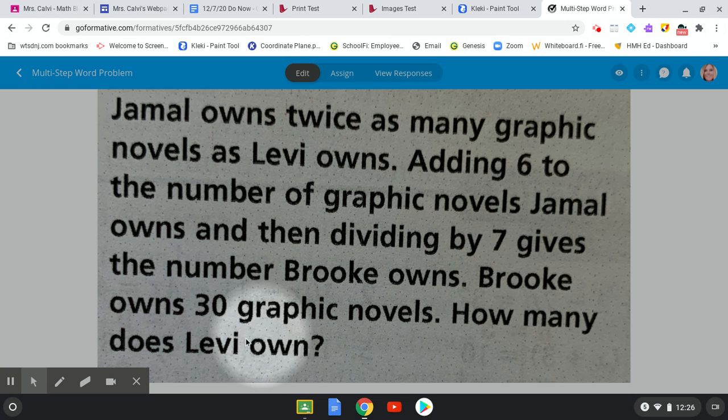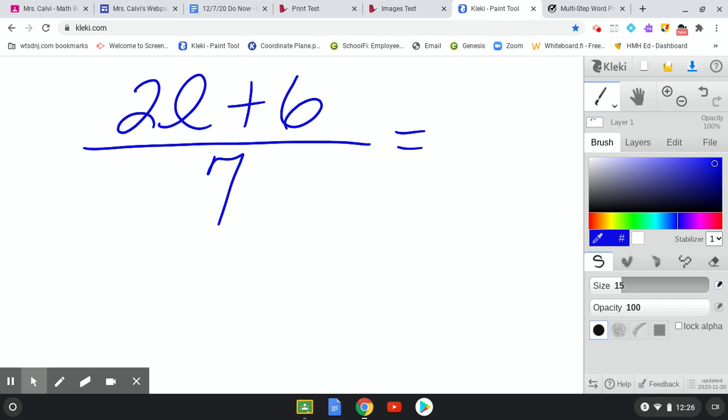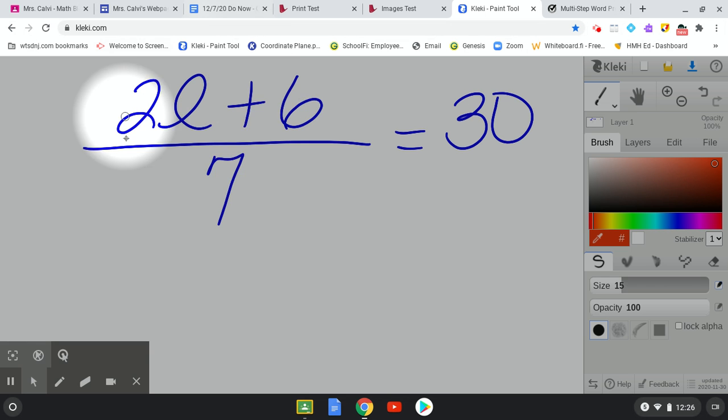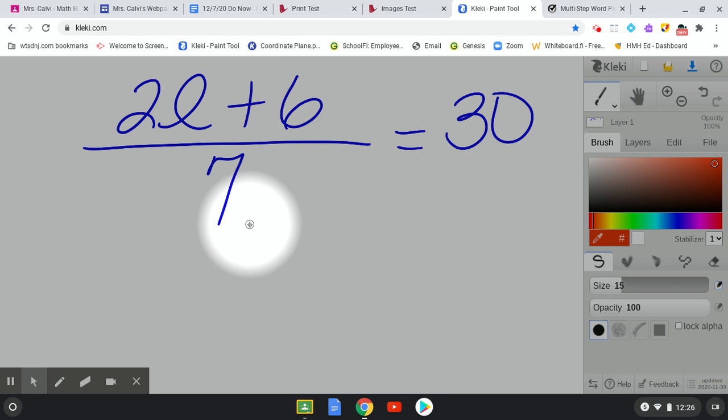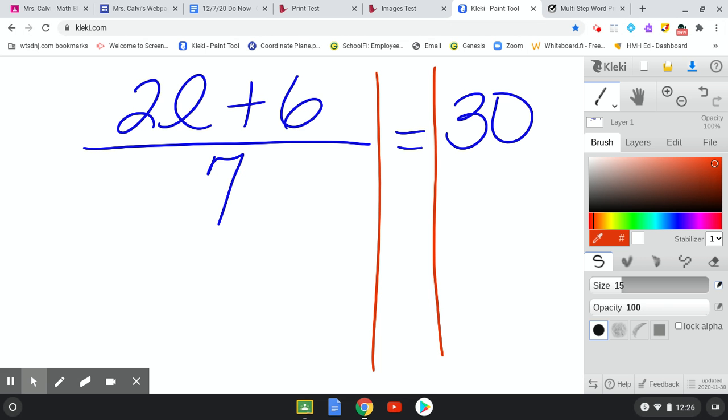And then it tells us Brooke owns 30 graphic novels. So we are making this equal to 30. And then what we're doing is solving this multi-step equation. In order to solve it, I want to get rid of this 7 here. I can do that by multiplying, because this is division going on right now. The opposite of division is multiplication. So I'm going to multiply both sides by 7.